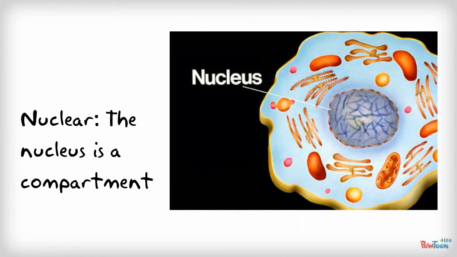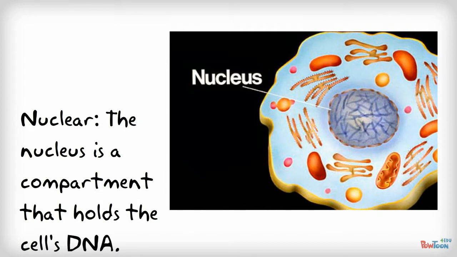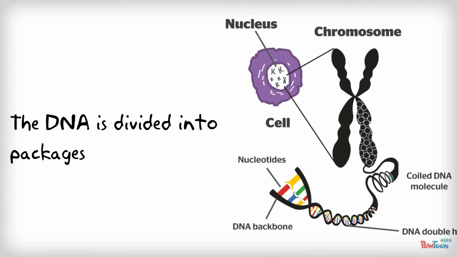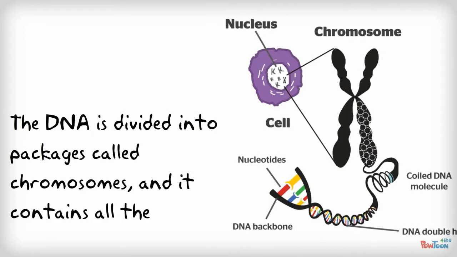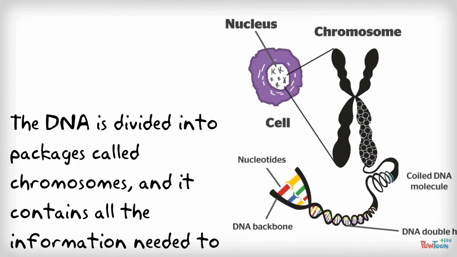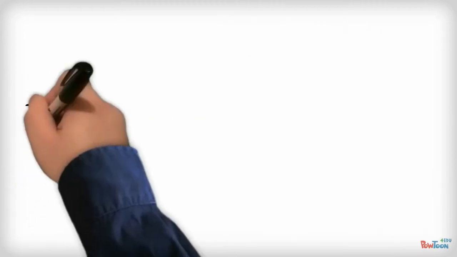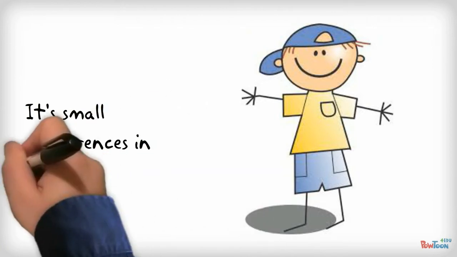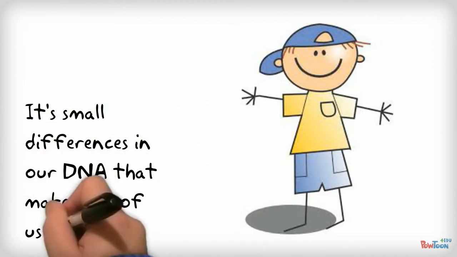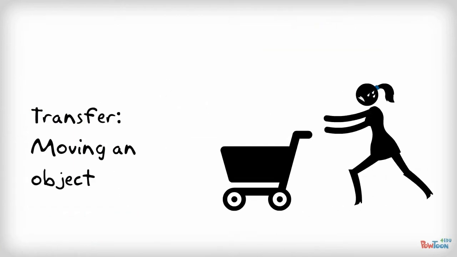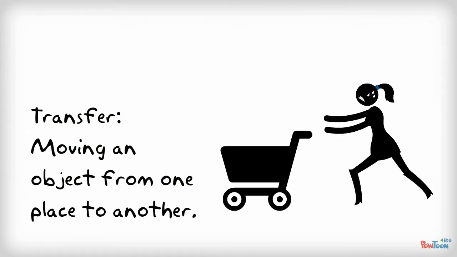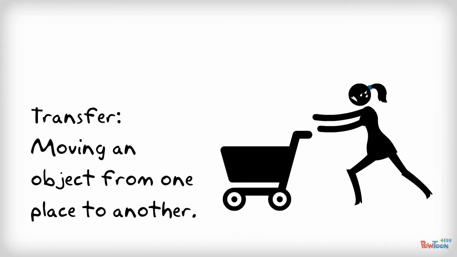Nuclear. The nucleus is a compartment that holds the cell's DNA. The DNA is divided into packages called chromosomes, and it contains all the information needed to form an organism. It's small differences in our DNA that make each of us unique. Transfer. Moving an object from one place to another.